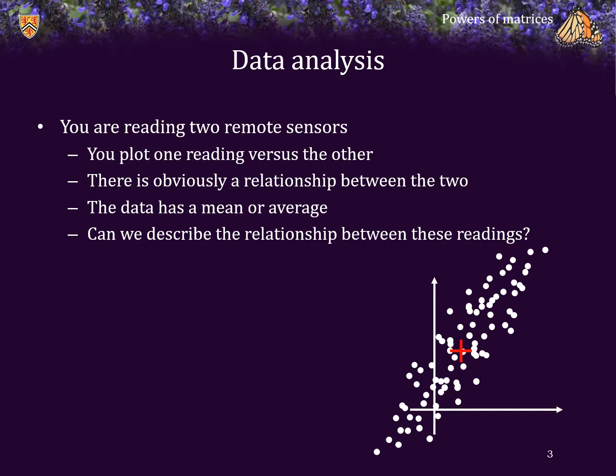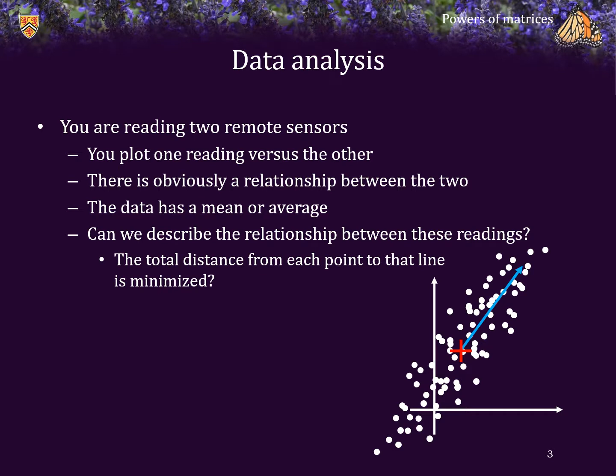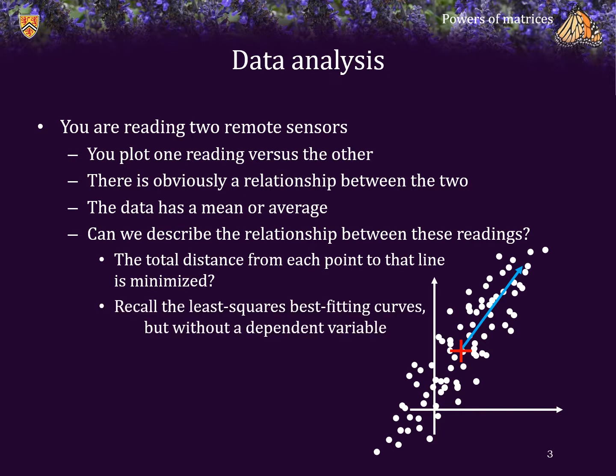Now, more importantly, can we describe a relationship between these readings? So, for example, is there a line passing through the average point such that the distance to that line is minimized? Now, you may recall previously we did this with the least squares best fitting curves. However, in that case, there was an independent variable, or possibly more than one independent variable, and then a dependent variable. And we attempted to find a function that best fit that data. In this case, we simply have two separate readings, and we'd like to determine, is there a relationship between those readings?